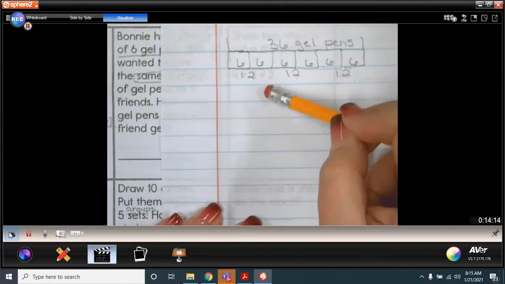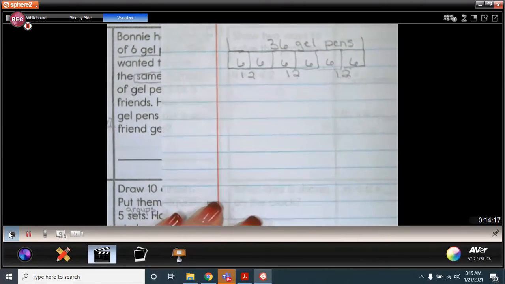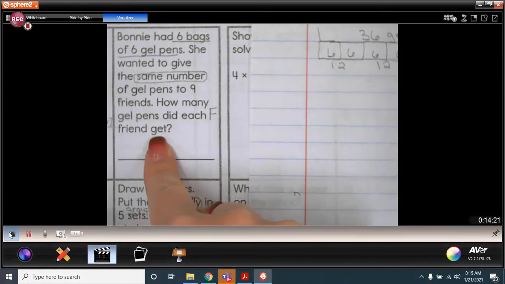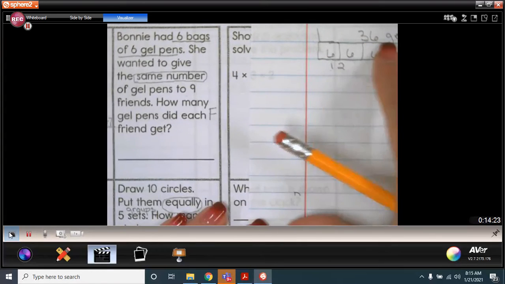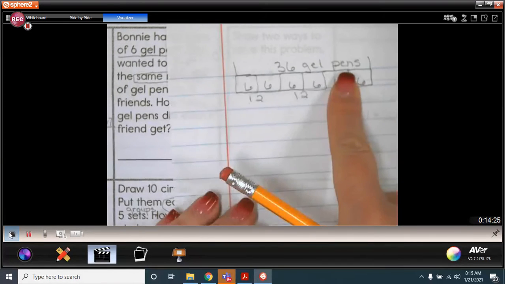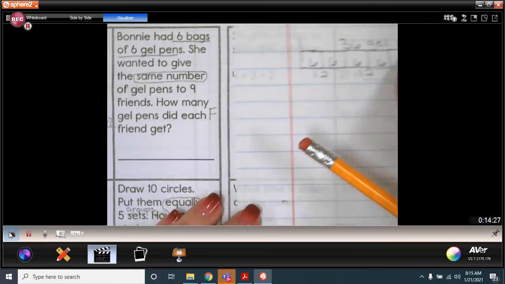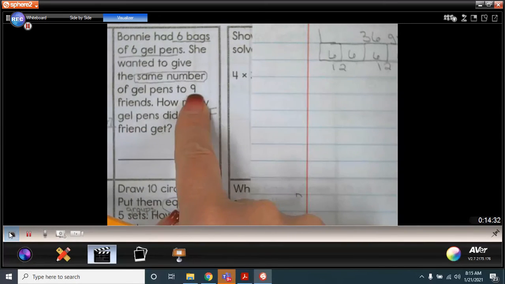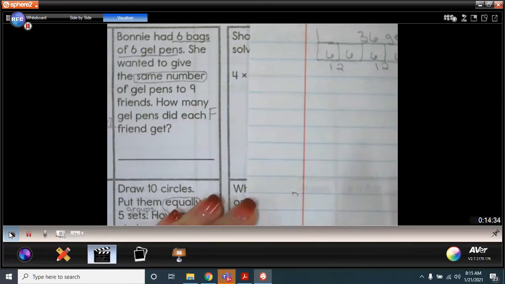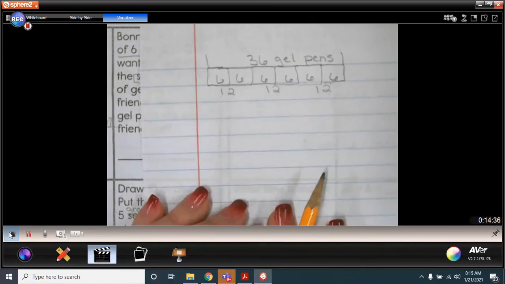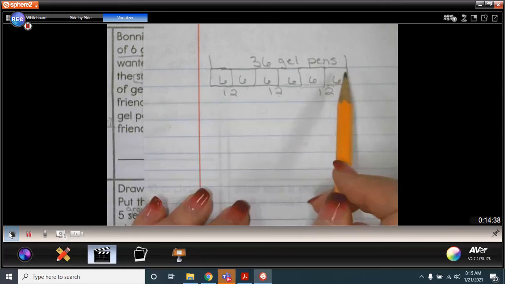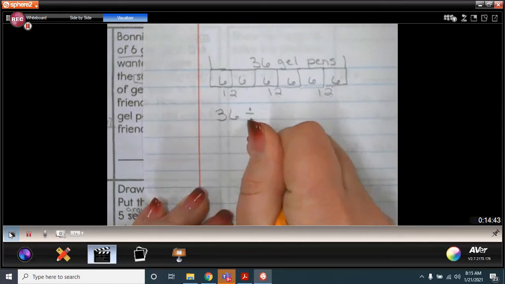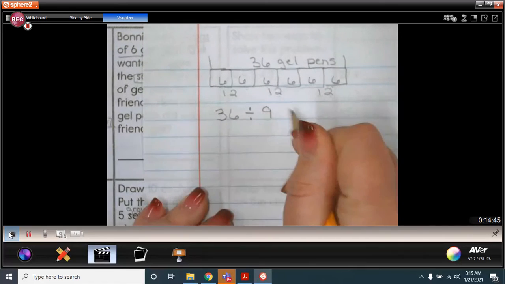Are we done? Let's look at our question. How many gel pens did each friend get? Did everybody get 36 gel pens? No. What we want to do is take those gel pens and divide them equally between her 9 friends. So now this is a 2-step problem. Now we need to do something with the gel pens. And this tells me I need to divide them equally between the friends.